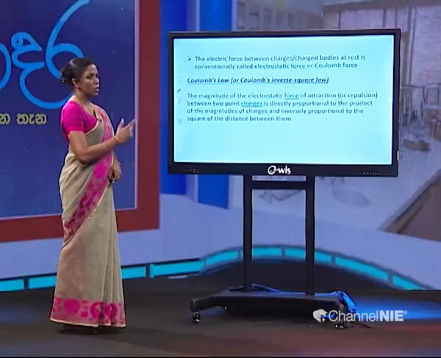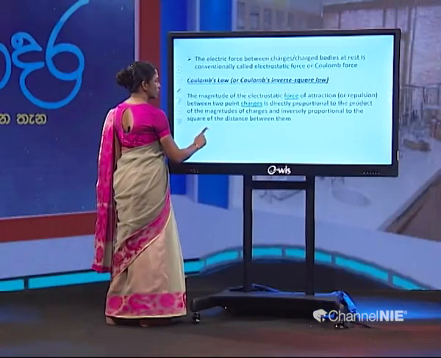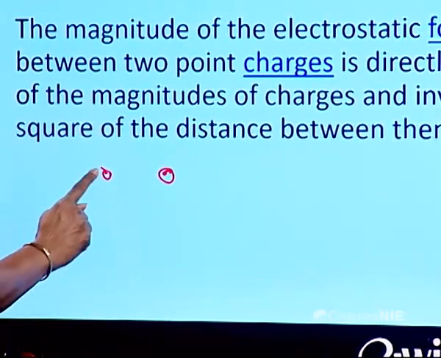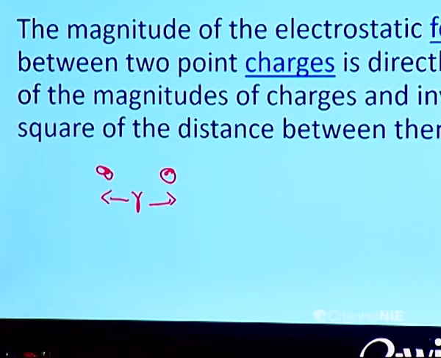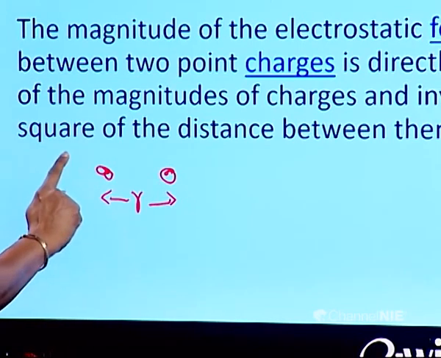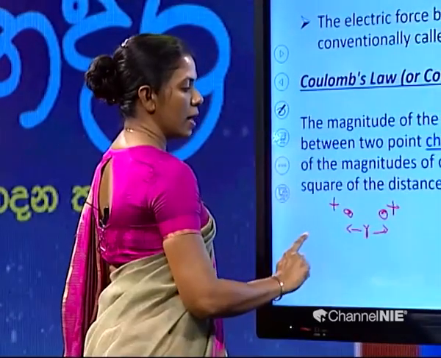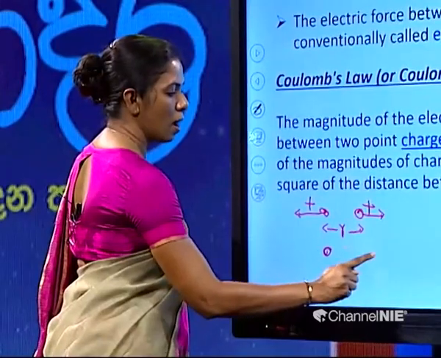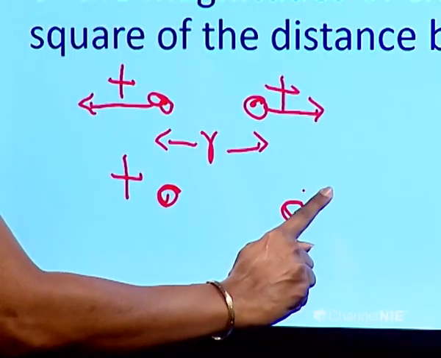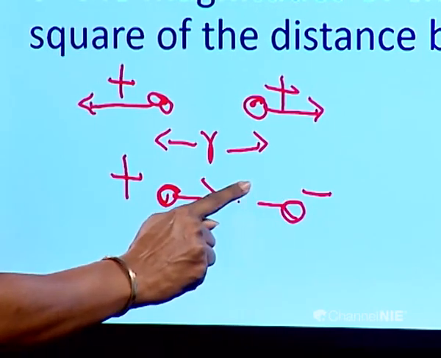So if you come to Coulomb's law, the law describes the magnitude of the mutual force exerted between two point charges kept apart from each other. The law says that if you take two point charges separated by a certain distance from each other, the two point charges can either attract or repel. If they are both like charges, they will repel from each other. If the two point charges are opposite charges, they will be attracted towards each other.